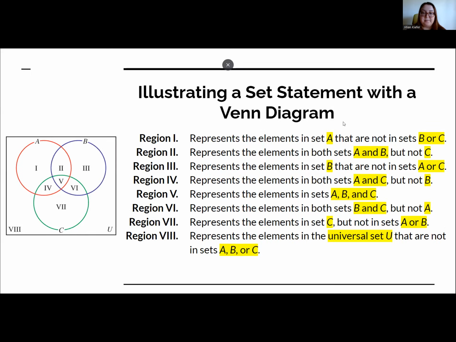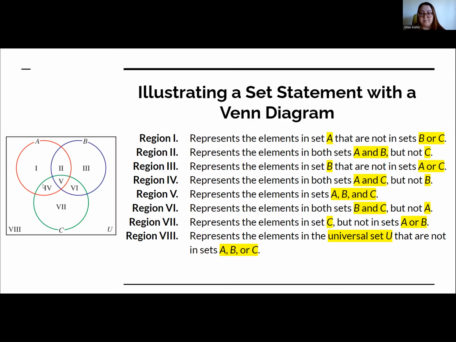So we have region 1 represents the elements in set A that are not in sets B or C. So if we look here, we have region 1. This is what is in A, but not in B or C. So none of the overlapping parts. It's only what is in A. Region 2 represents the elements in A and B, but not C. So just this overlapping chunk here. Region 3 represents the elements in B that are not in sets A or C, so only in B. Then we have region 4, this one right here, represents the elements in A and C, but not in B.